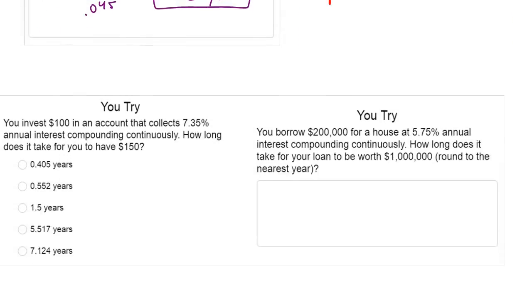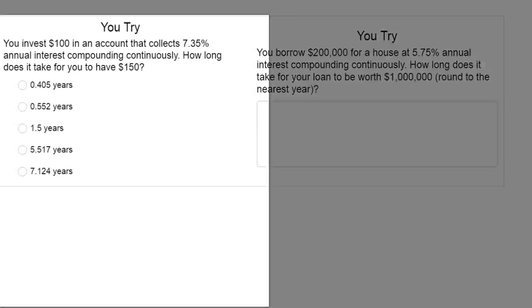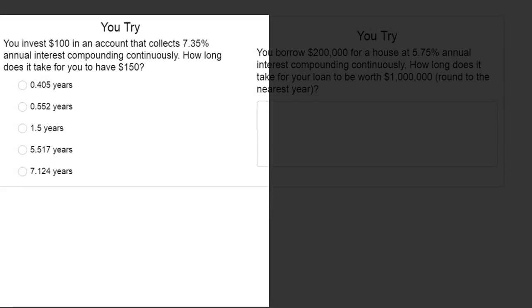So let's look at another example together, and then I'll have you try one on your own. It says you invest $100 in an account that collects 7.35% annual interest, compounding continuously. How long does it take for you to have $150? Well, when you hear the phrase compound continuously, that's the giveaway that we're going to use PERT. The rate, 7.35%, we have to change to a decimal of 0.0735. And our $100 is going to be our principal, our P. So our equation will be set up like this.